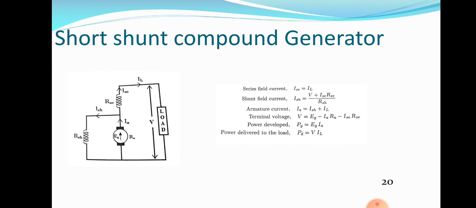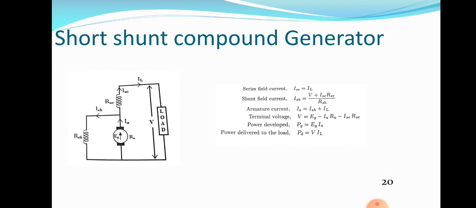What about a short shunt compound generator? As the name implies, short shunt means the shunt field winding is shorted with the armature. After that, the series field winding is connected in series with this parallel combination. Hence, this generator is named a short shunt compound generator.